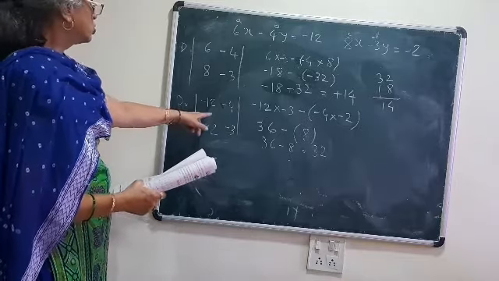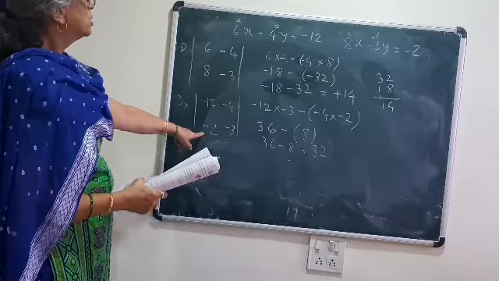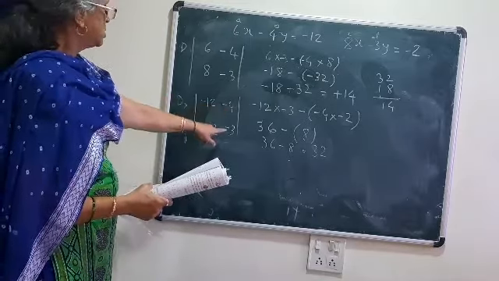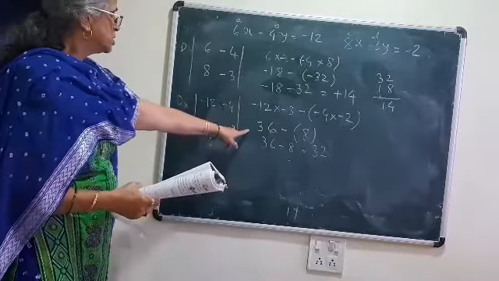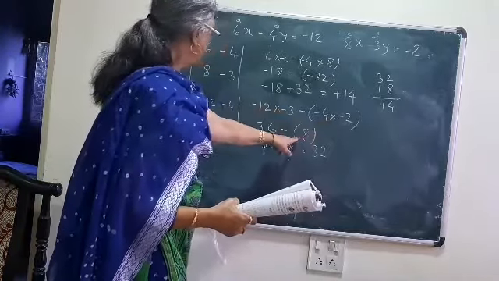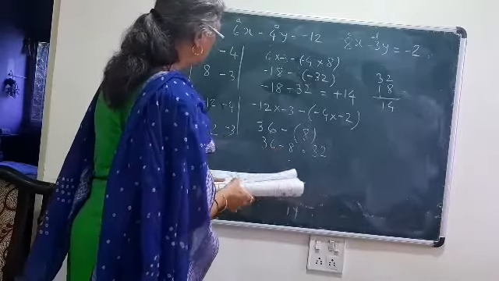Minus 12, minus 2. And then we are going to write the coefficients of y, which are minus 4 and minus 3. So minus 12 into minus 3 will be plus 36, minus 4 into minus 2 will be 8. 36 minus 8, how much is it? 28.